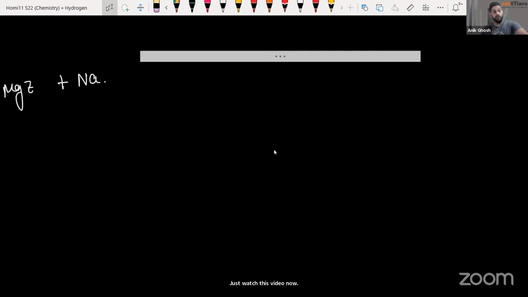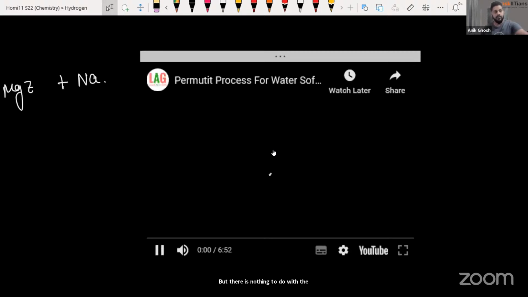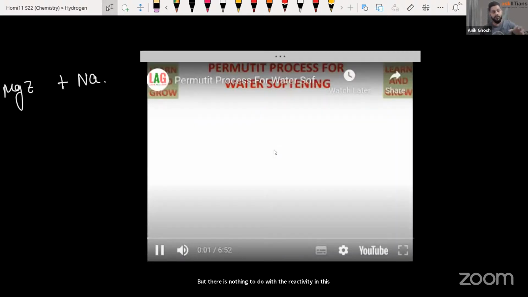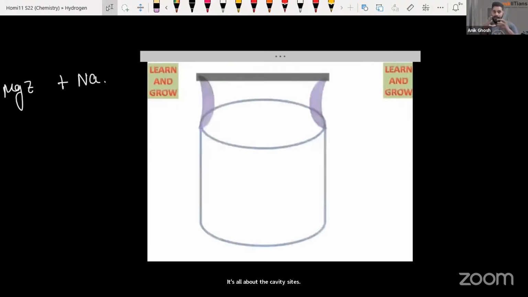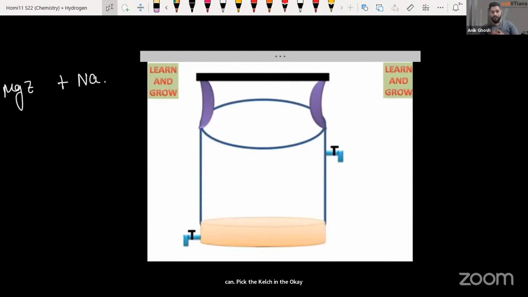But there is nothing to do with the reactivity in this kind of system. So like I said, it's all about the cavity size. We make the zeolite cavity in such a way that it can take the calcium in the cavity. Okay, it kind of engulfs it. All right.